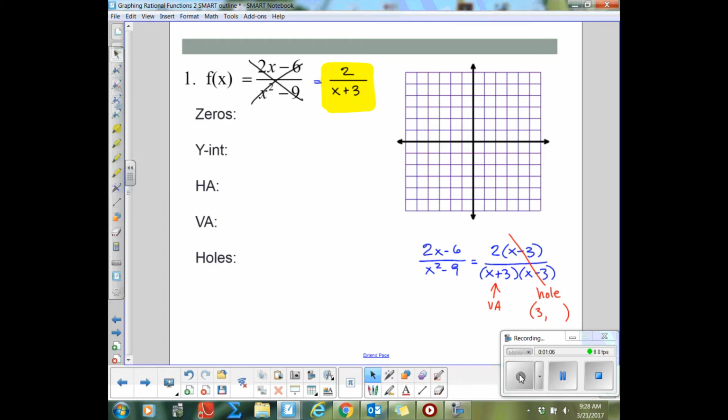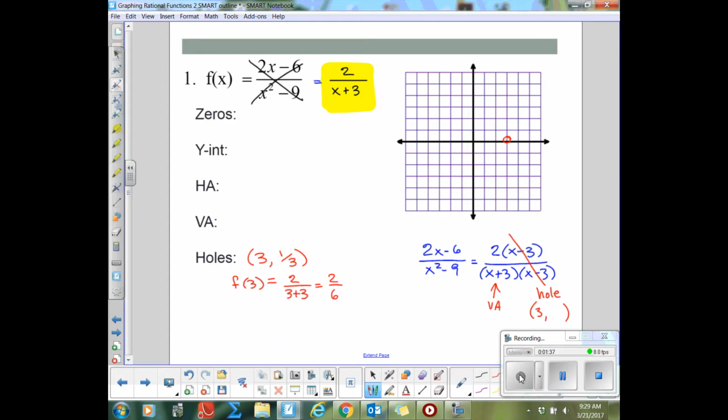The hole, let's talk about that first. The hole is at x equals 3. To find the y value, you plug a 3 into the simplified function. 2 over 3 plus 3 is 2 over 6, which is 1/3. The hole in the graph is at 3, comma, 1/3. About right there.